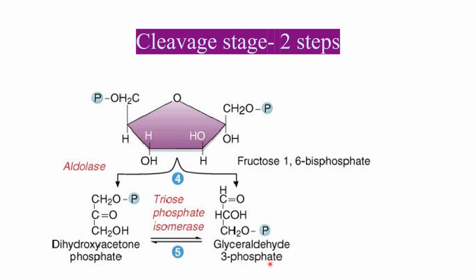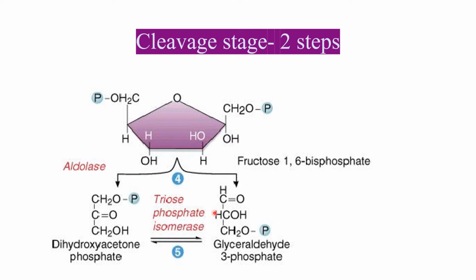glyceraldehyde 3-phosphate. Once we form this GAP molecule, it doesn't do anything else, but DHAP doesn't lie directly on the path of glycolysis, and so we have to take this molecule and transform it into this one, which is its isomer. The enzyme that catalyzes this reaction is triose phosphate isomerase.